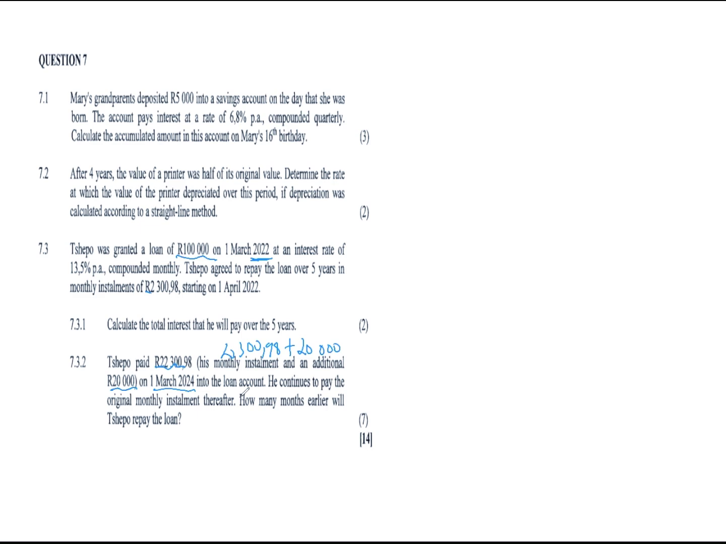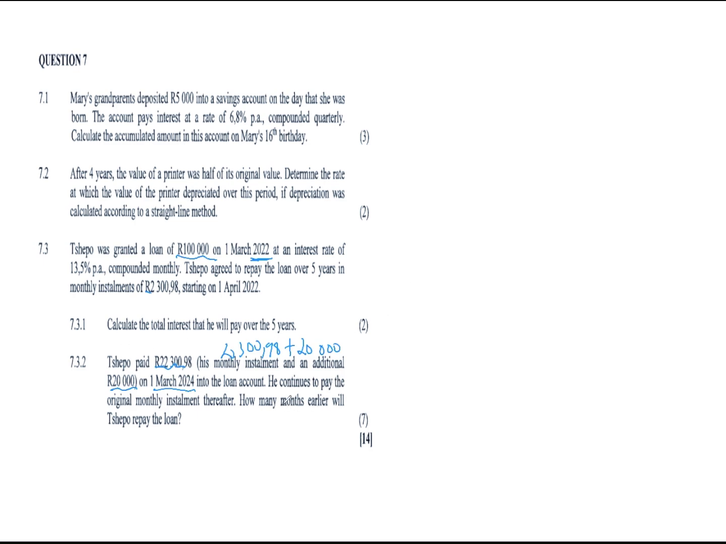Now, first, let's understand what is being done here. So Tshepo is just trying to amortize the loan in a shorter period, right? He's trying to pay off the loan in a shorter period. So that's why now he's throwing in the 20,000, to save himself from interest and also not to take this whole loan for the whole 5 years, right?